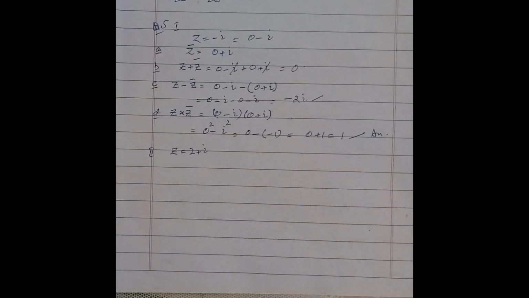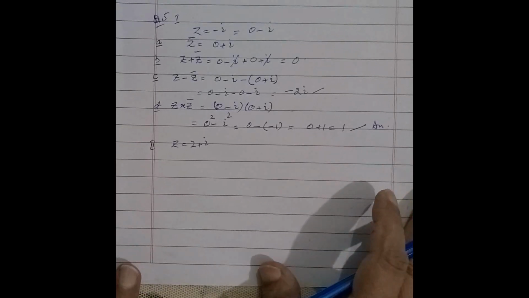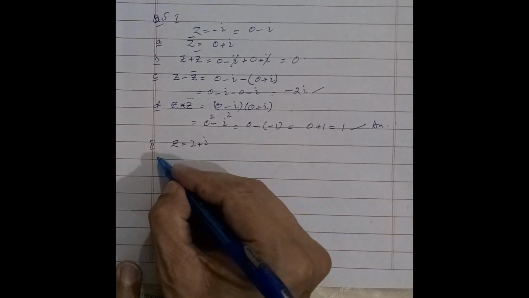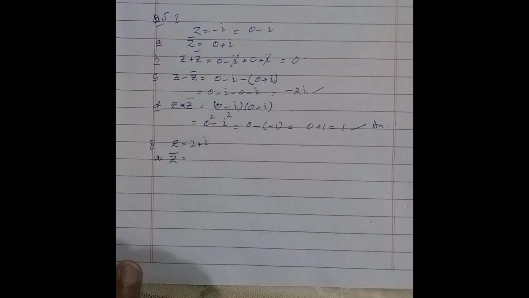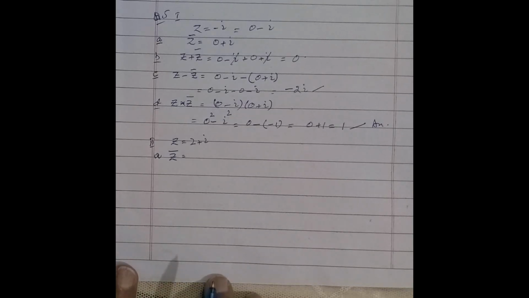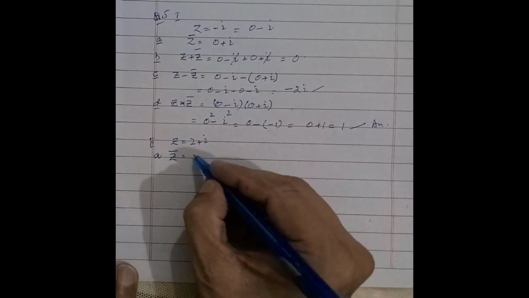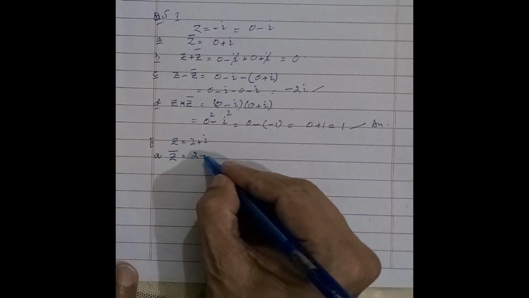And next, the second question, where z is equal to 2 plus iota. And now we solve A, B, C, and D. The A part is z bar, mean conjugate of the complex number. And we know that the conjugate is, sign of imaginary is changed, plus to minus or minus to plus. So z bar is equal to 2 minus iota.